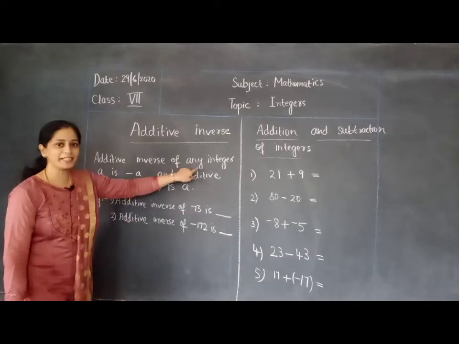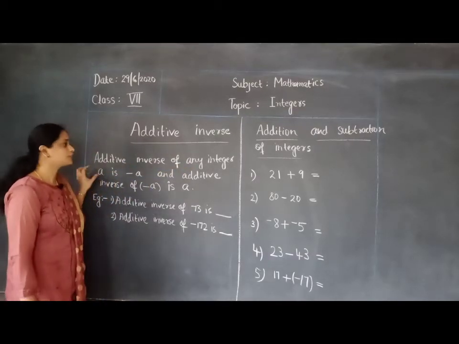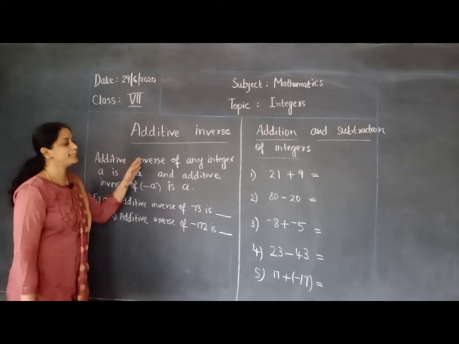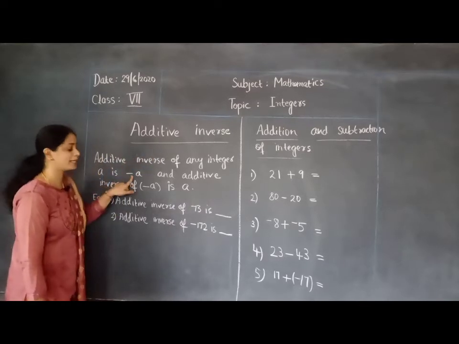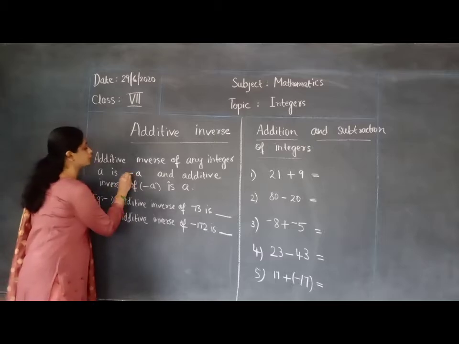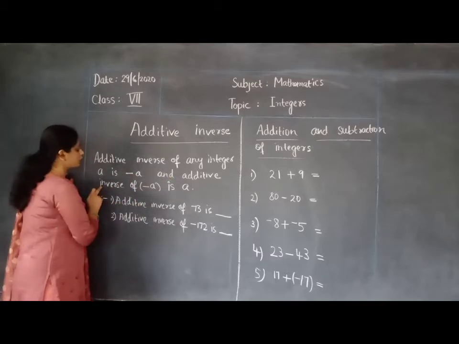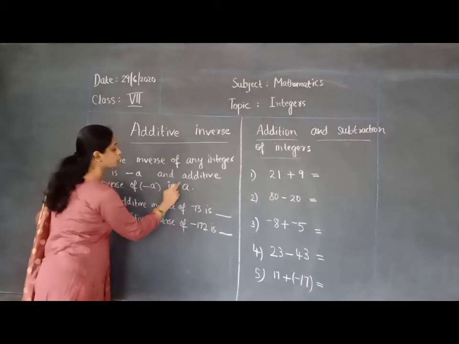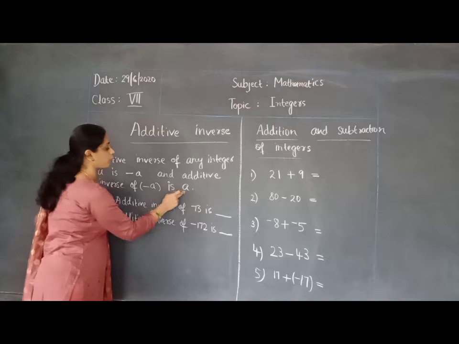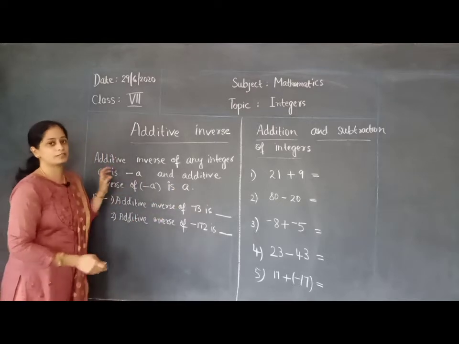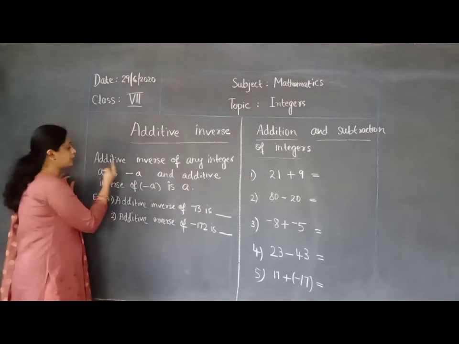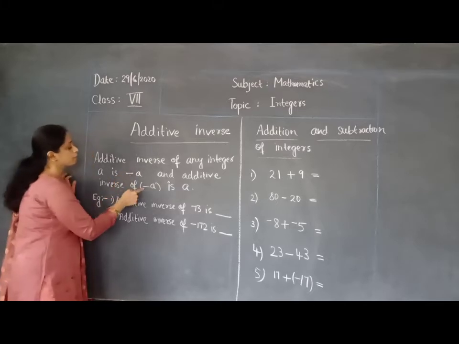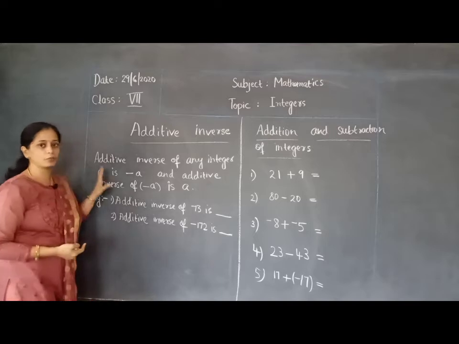Additive inverse of any integer is, say for example, if I take a, this is a positive number. So the additive inverse of this a is minus a. Here you should write minus. And to find the additive inverse of minus a, it is plus a. If you don't write anything here, it is considered positive. So if it is plus here, the additive inverse is minus. Minus means plus, like that. I hope you understood this.